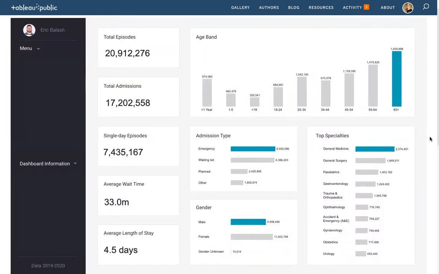You want to have executives be able to quickly get their information and essentially not be distracted by a lot of other things. They don't have a lot of time. We don't want to waste their time.